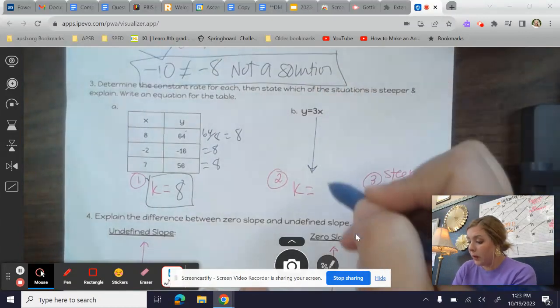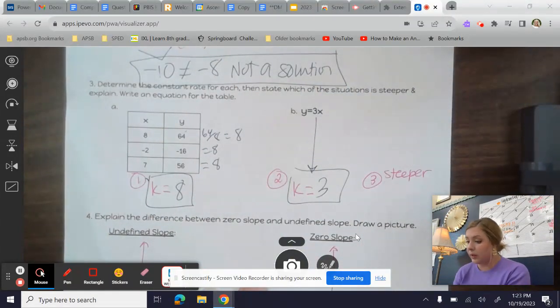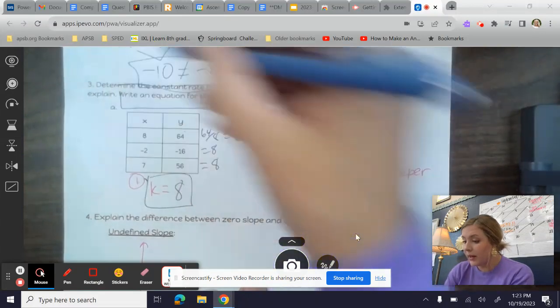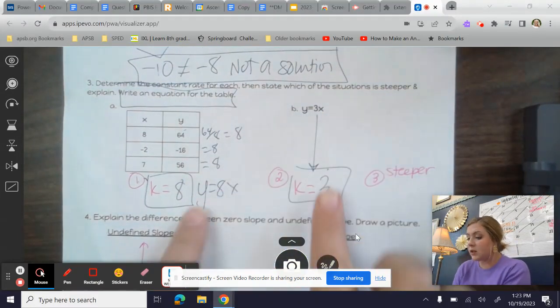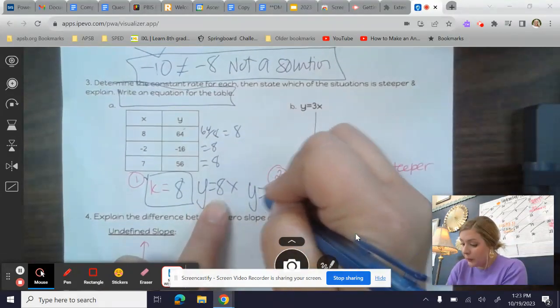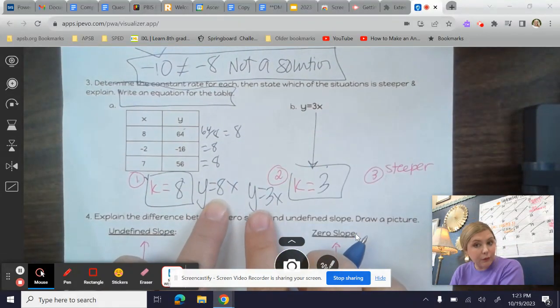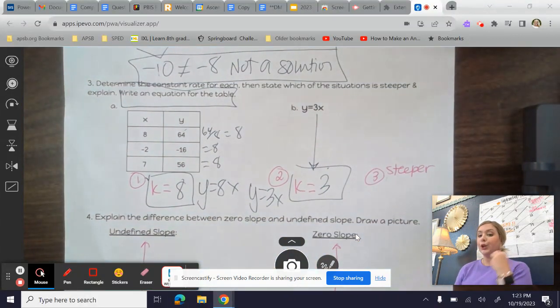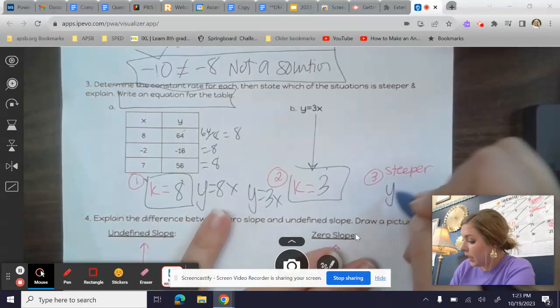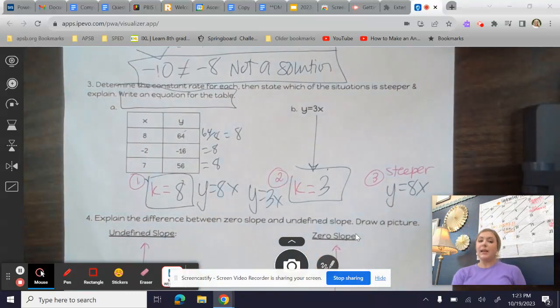Well, we love when we get equations because we know that that K is just going to be 3. Notice it also said to write an equation. Well, I don't need to do that for this one, but I can say that Y would equal 8X. And it's so much easier to compare when they're both right side by side in equation form. And of course, my steeper one is going to be the one with the larger unit rate. So the steeper line is my Y equals 8X line. That one has a larger unit rate, so it's going to make a steeper line.